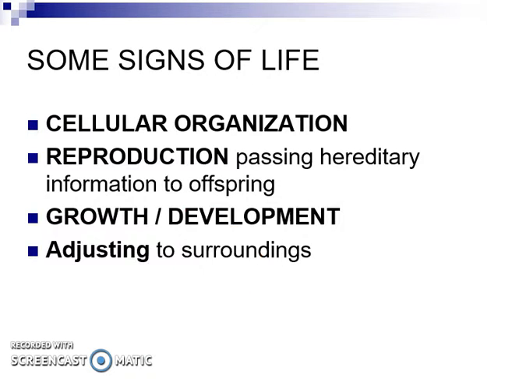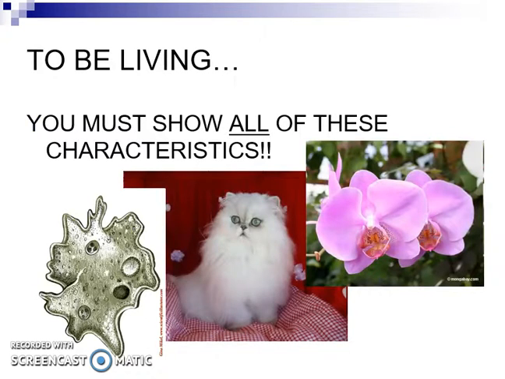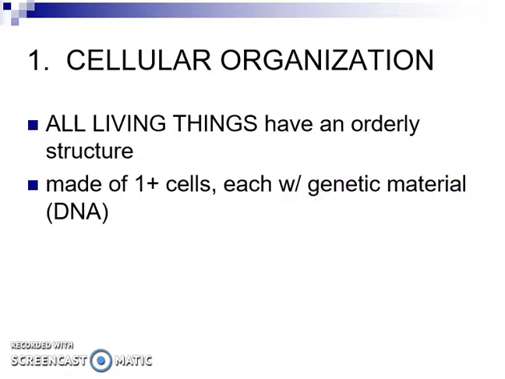So some signs of life include cellular organization, reproduction, passing hereditary information to the next offspring or the next generation, growth and or development, and the organism has to adjust to its surroundings in some shape or form. To be living, you must show all of these characteristics. You can't just skip one because it's not gonna allow you to survive out in the environment.